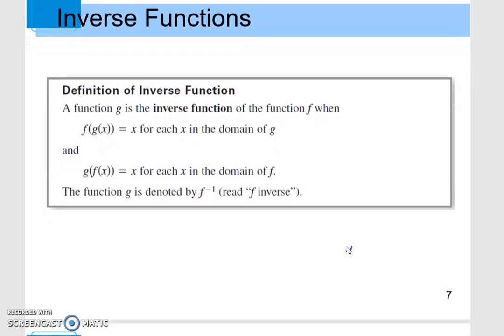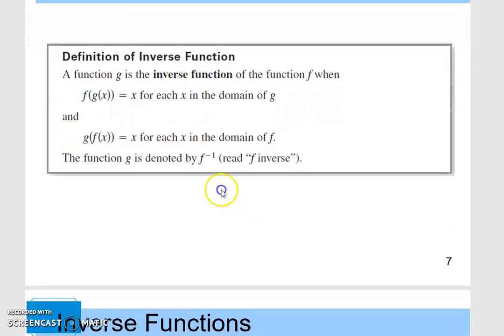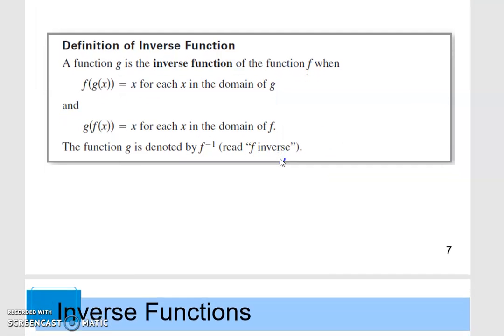Now we have our technical definition. A function g is the inverse function of the function f when f of g of x equals x for each x in the domain of g, and g of f of x equals x for each x in the domain of f. The function g is denoted by f inverse. We read it as f inverse. We don't want to read it as f to the negative 1 power, because that's something entirely different. That's why we call it f inverse.